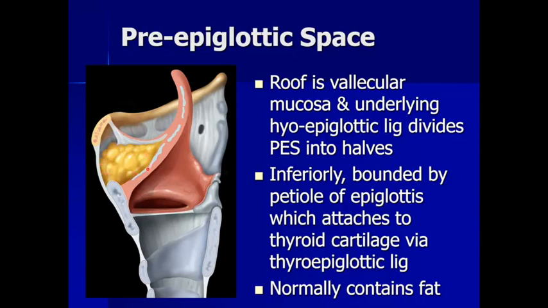Notice that the majority of the pre-epiglottic space is made up of fat, so that's easy for us on CT. It should be black if it's not infiltrated by tumor, and it should be white on pre-contrast T1 MRI. If it's gray, then you know there's tumor infiltration.